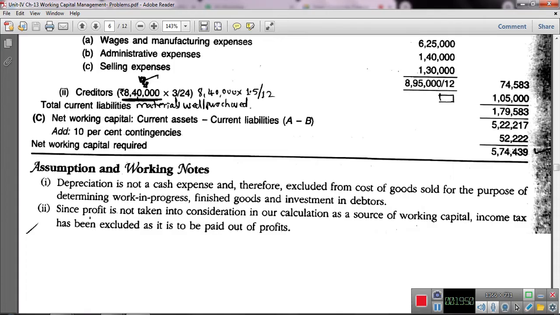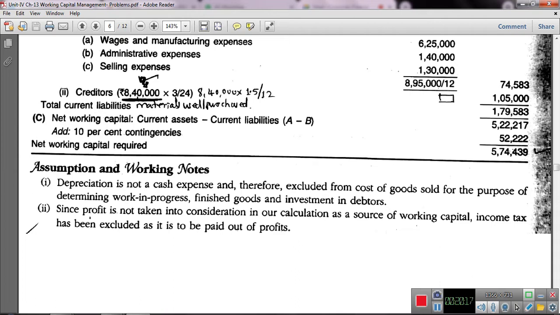Depreciation is not a cash expense, therefore it is excluded from cost of goods sold for the purpose of determining work in progress, finished goods and investment in debtors. In all three cases, you should remember that depreciation should not be taken into account. It should be excluded because it is a non-cash cost. If you forget, you will end up making a mistake.